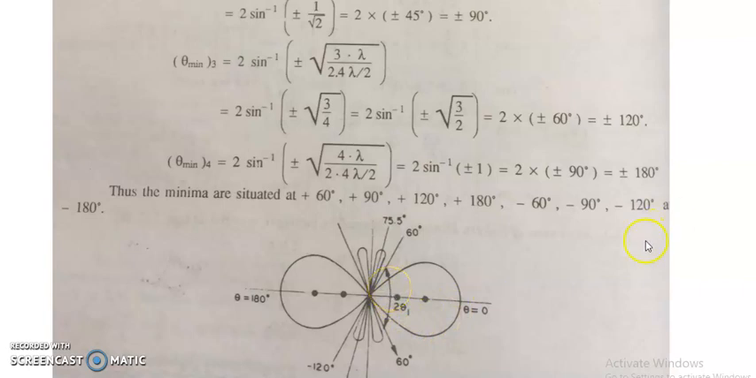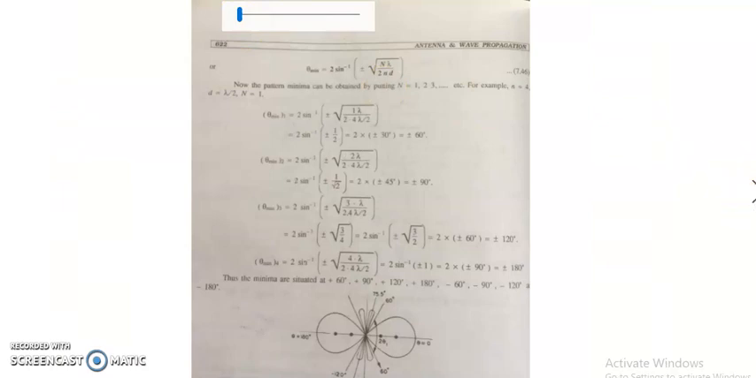It is quite easy. I just said it fast only because I believe you know all these things, because I have already explained this in the broadside array.